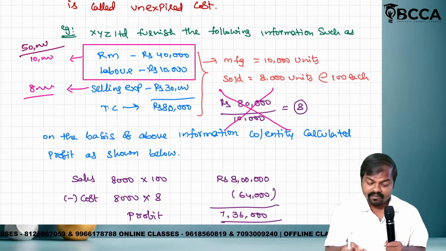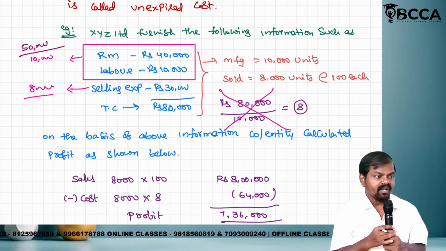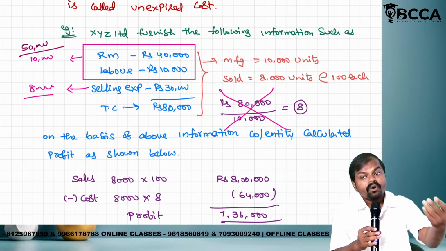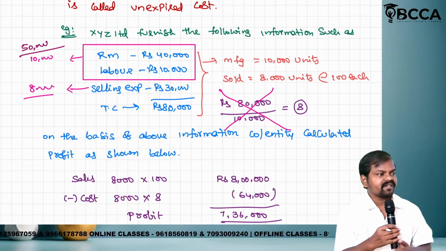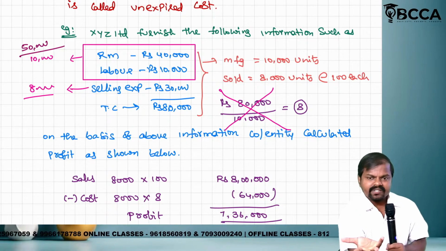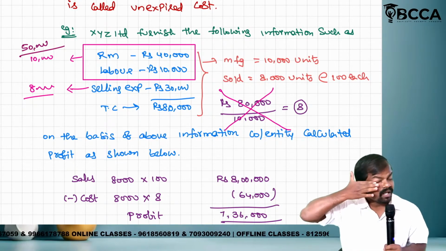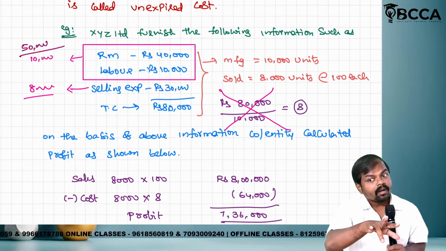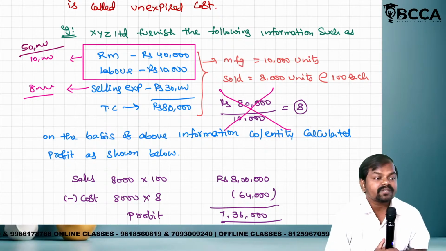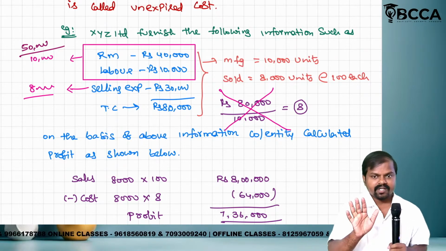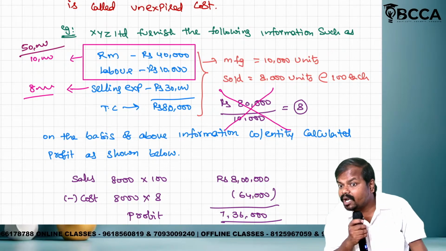Anything cost which is incurred for sold unit is called period cost. Anything which is incurred for sold plus unsold, that is manufacturing, is called product cost. That is the difference. Any cost which is incurred only for sold unit is called period cost. Anything which is incurred for manufacturing, means sold plus unsold, is called product cost. Is it clear? Now tell me, in our example, what is the product cost total?